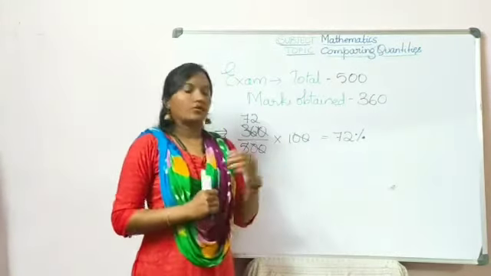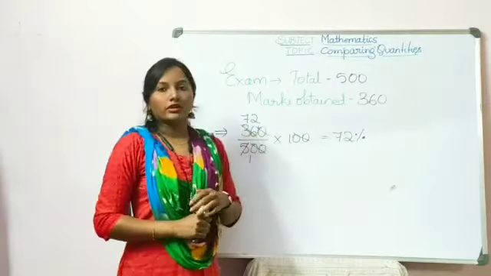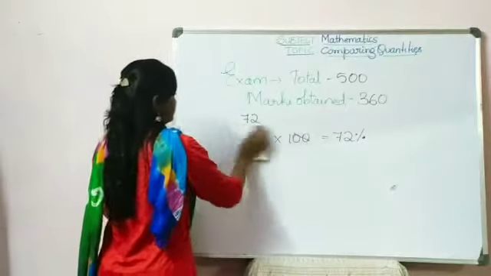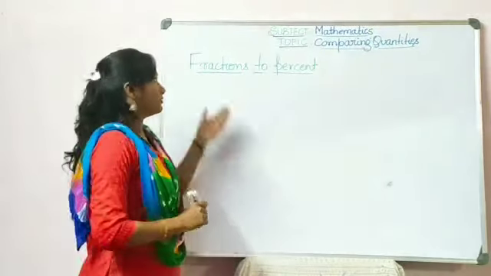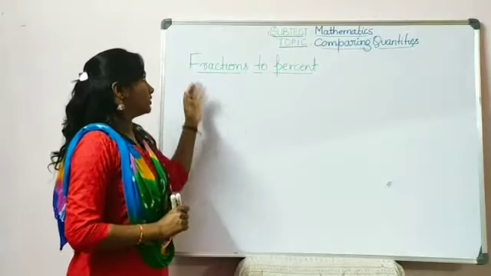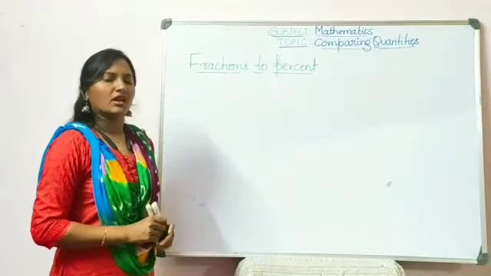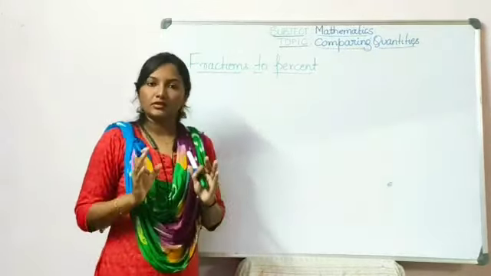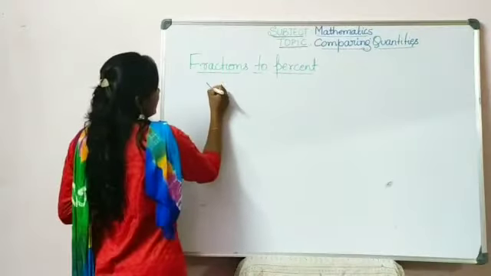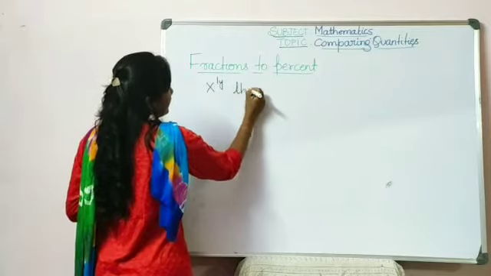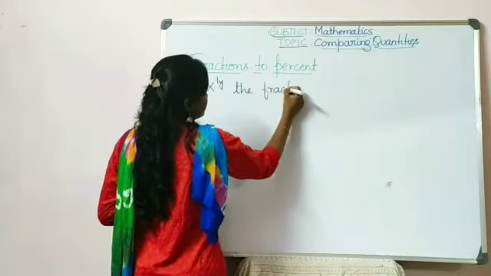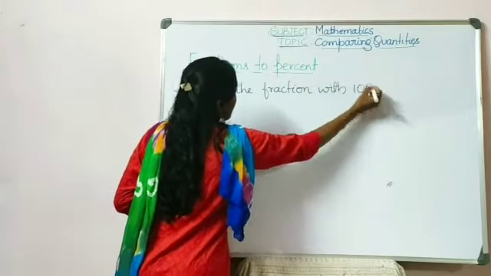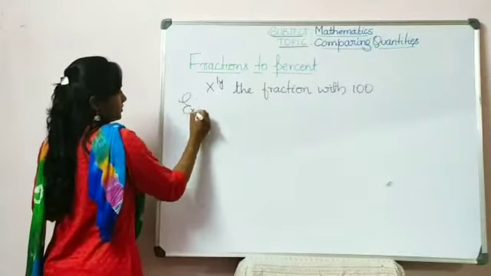So next we are going to learn how to convert fractions to percent. Under percentage, this is the first point we have to learn: how to convert fractions to percent. It is very easy to convert fractions to percent. All we have to do is just multiply the given fraction by 100. So what we have to do? Multiply the fraction with 100.